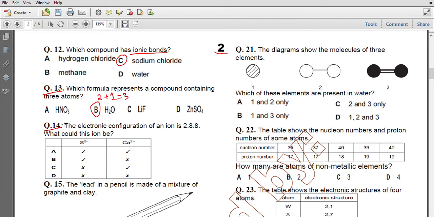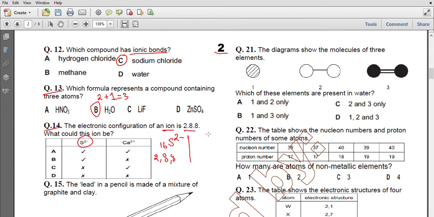Question number 14. The electronic configuration of an ion is 2, 8, 8. As the word used is only ion, not cation or anion, it could be a cation or anion depending upon the electronic structure. So this is sulfide, S2 negative, indicating that sulfur, which has a total of 16 electrons, gains 2 electrons, so the total becomes 18, and its structure should be 2, 8 and 8.